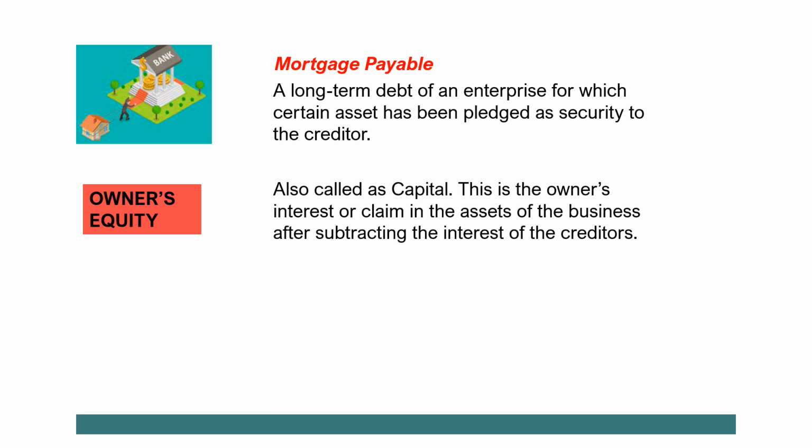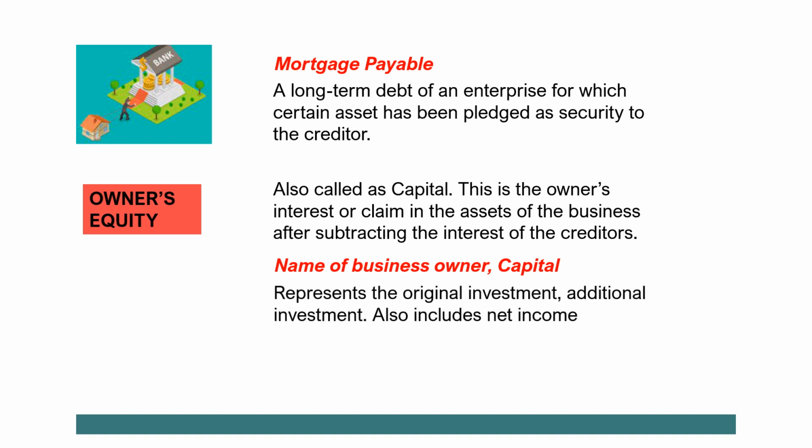This is also called capital, so you know this. What are the account titles under owner's equity? You have the name of the business owner, comma, and then capital. Example, the name of the business owner is Gian Season, and she established a laundry service or consulting services. So under owner's equity, the account title to be used is Gian Season, capital. And that represents the original investment, additional investment, and also includes net income.